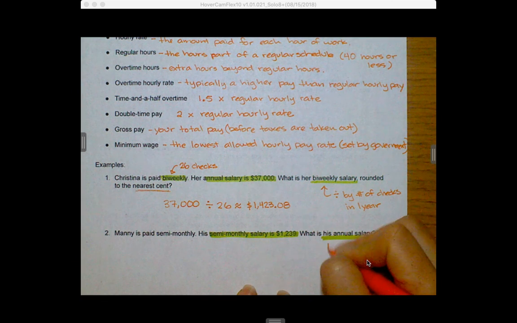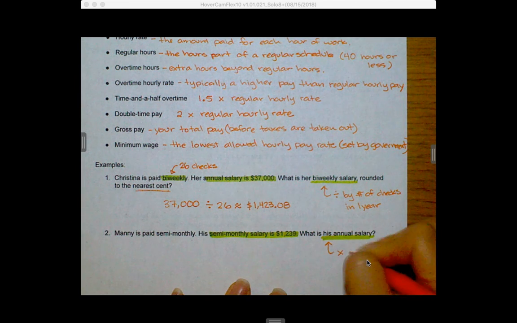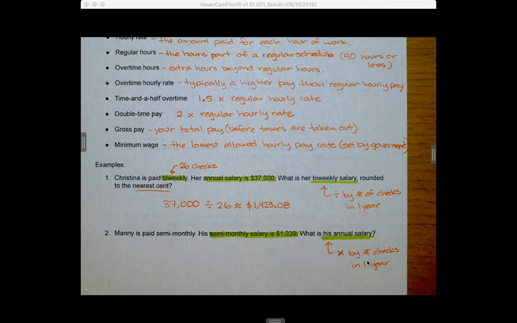When they're asking for the annual salary, instead of dividing, we're going to multiply by the number of checks he receives in 1 year. Okay, so in this problem, we're going to be multiplying instead of dividing because we're going the opposite way. We're going from a small amount, his semi-monthly salary, to a larger amount, what he makes for the whole year. So we're going to multiply.